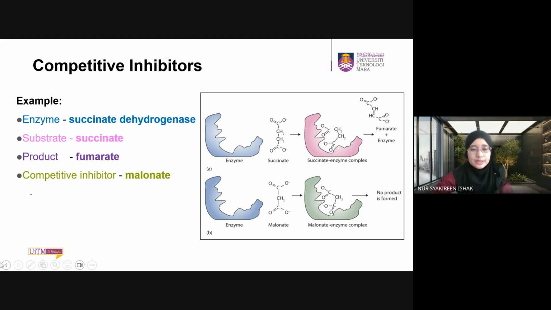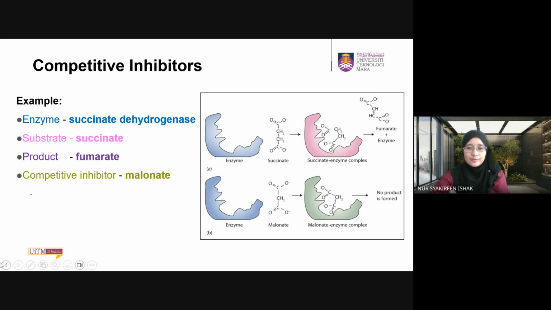So the inhibitor can either bind to the active site or to the allosteric site. If the inhibitor binds to the active site, we call it a competitive inhibitor, because the inhibitor is competing with the actual substrate to bind to the active site. For that type of inhibition, how to overcome? You have to increase the amount of substrate in the reaction.